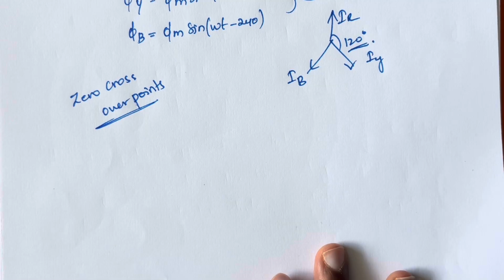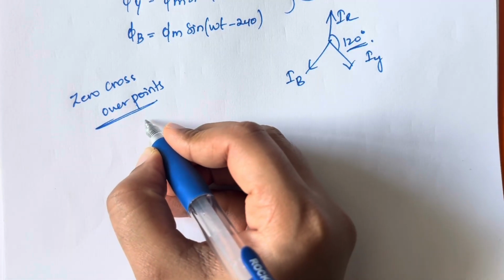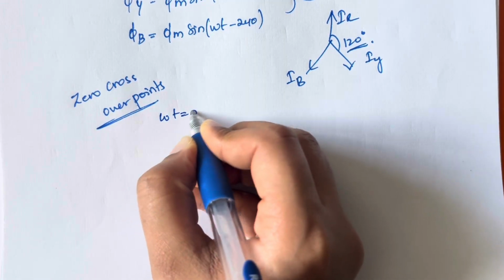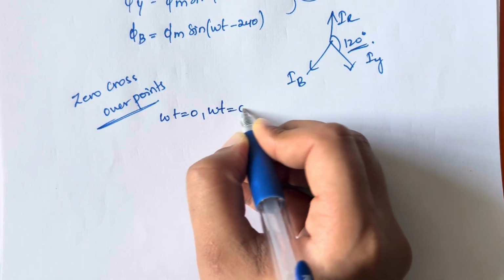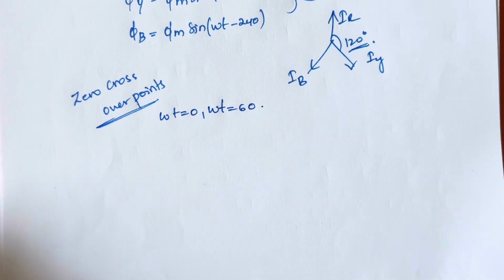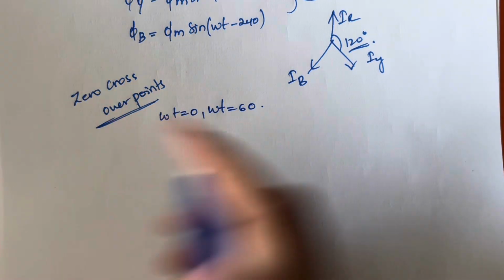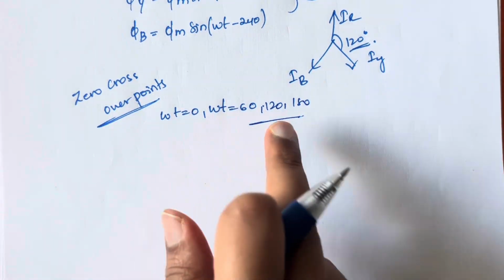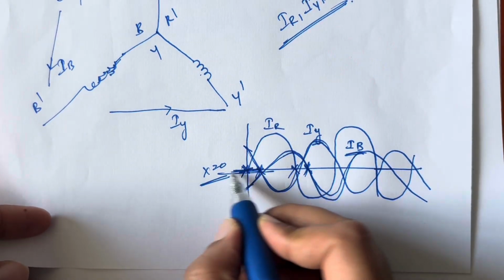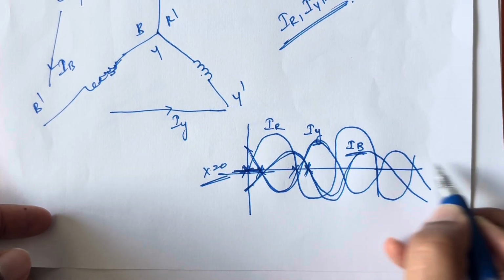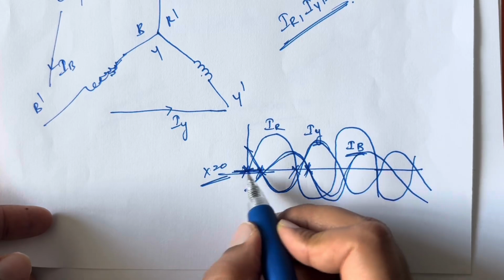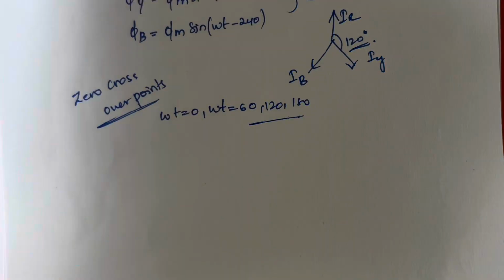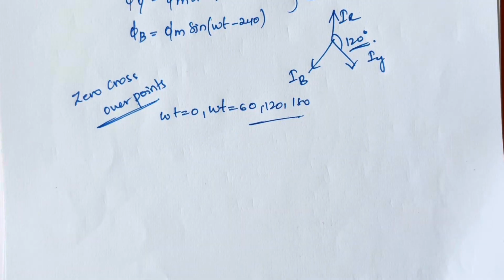We are going to do this using, let's say, 4 cases. The first one is omega t equal to 0. Second is omega t equal to 60. And then we will do 120 and also 180, because at these points only it is touching the x-axis. If you go forward, you'll get many more, but for the time being, let us do only these 4 cases, and then you will understand how it is a rotating magnetic field.